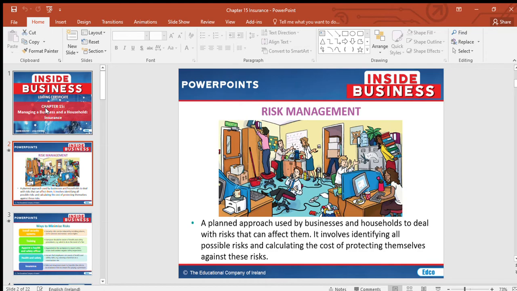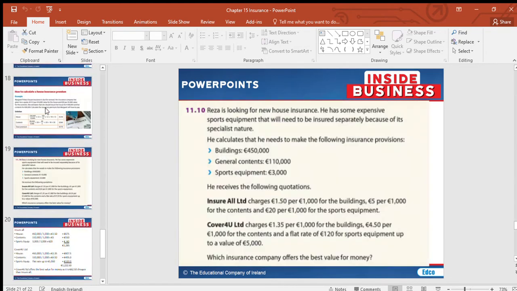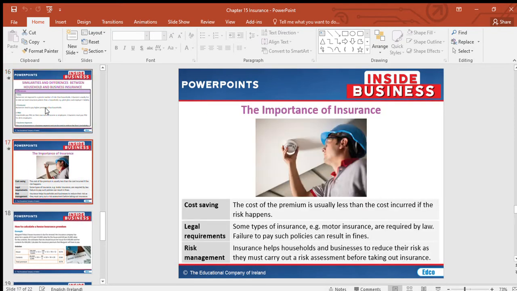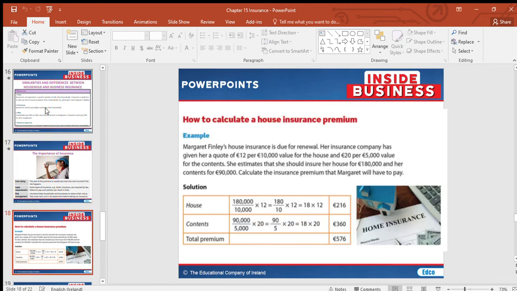And obviously things here like, you're never going to have a wire going across the floor of a room. So the importance of insurance: cost saving, legal requirements, and risk management, as stated. Now, what I want to go through here is calculating house premiums. So if you're calculating insurance for your house, how do you do that?